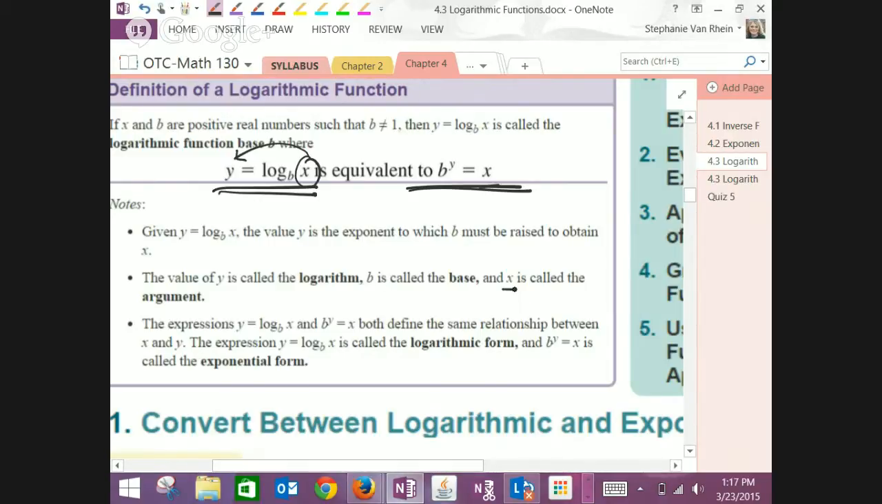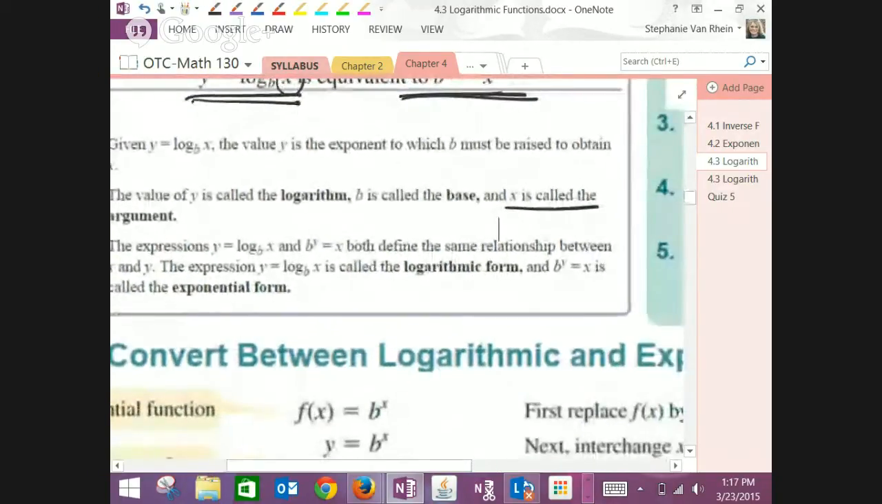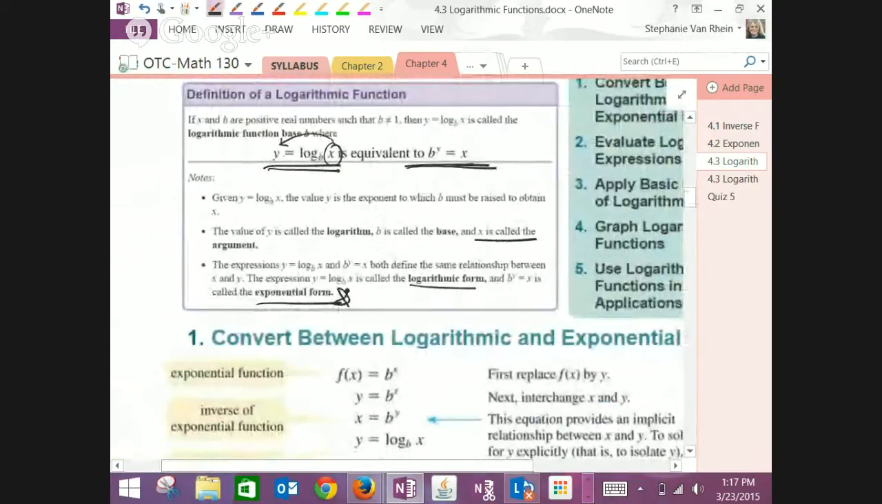B is the base, and X is called the argument. So there's two ways you can write the same thing. There's logarithmic form and exponential form. A lot of people are more comfortable with the exponential form, but you can write the exact same thing in logarithmic form, and that's what our first couple examples are going to be.